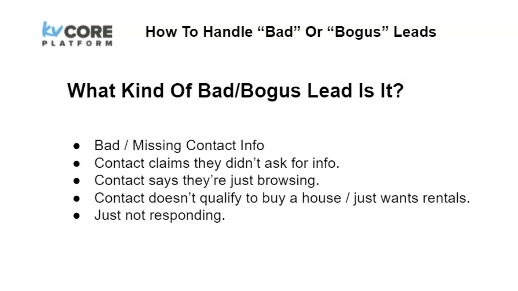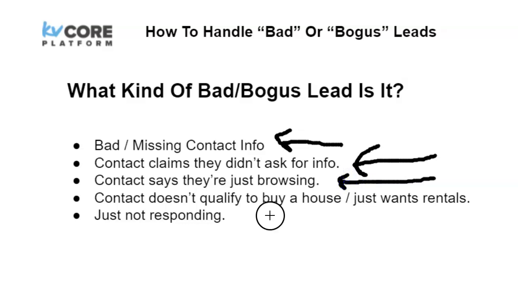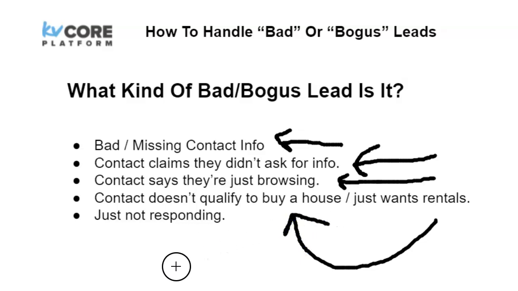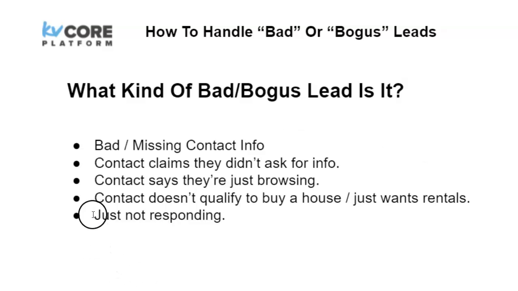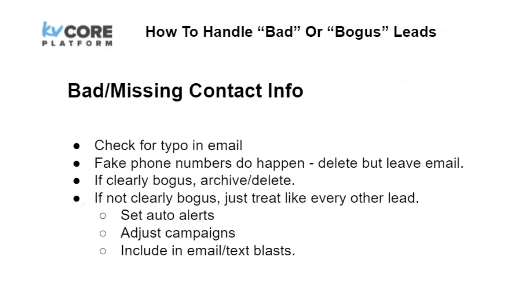So the types that we've identified are leads that have bad or missing contact info, leads where the contact claims they didn't ask for info. Maybe the contact says they are just browsing and you're getting too many of these just browsings. Maybe the contact just doesn't qualify to buy a house. Maybe they only want rentals or can't get approved for a mortgage. Or a common problem is that you're generating a lot of leads and it feels like a lot of people aren't responding. So you conclude that that lead pool is bad or bogus.